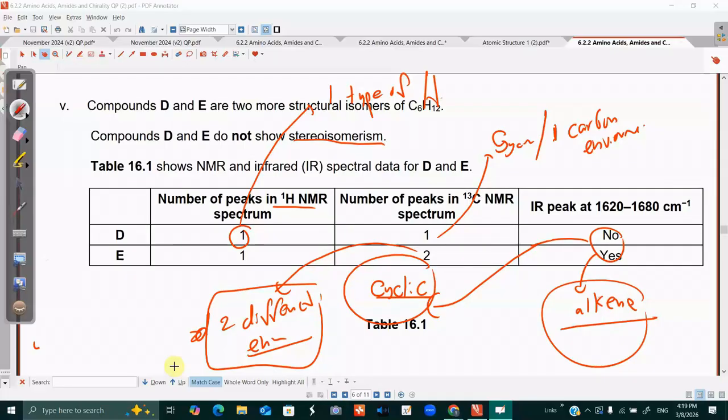How can we think of it now? If that contains a double bond, I said what I think it could be, we'll see. Kind of symmetrical. It's got two different carbon environments.